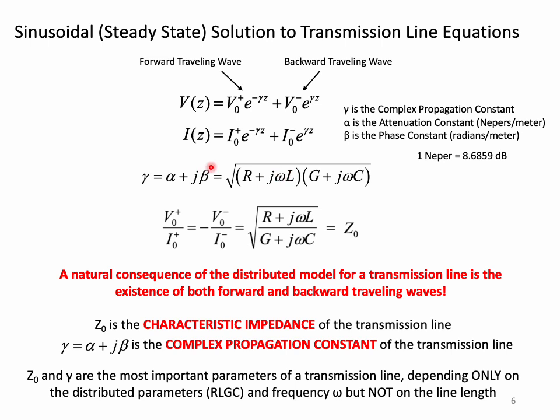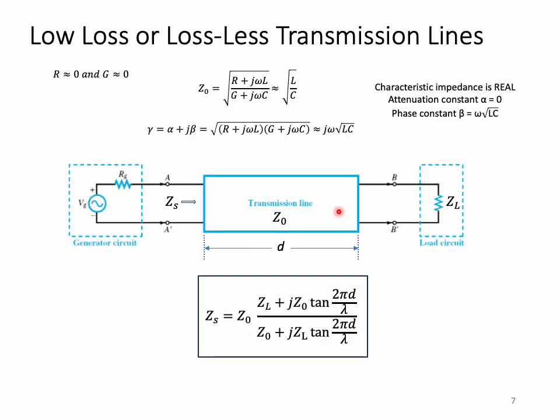And that's also given as a function of those four parameters. These are perhaps the most important parameters of the transmission line and do not depend upon the transmission line's length, but on the distributed parameters R, L, G, C and the frequency of operation omega. Let's specialize that a little bit further for a low loss line or a lossless transmission line, or alternatively when the line is very, very short.